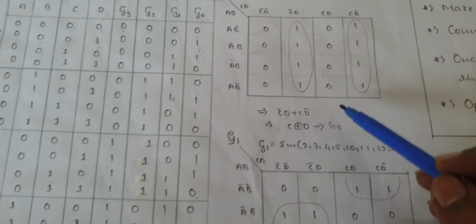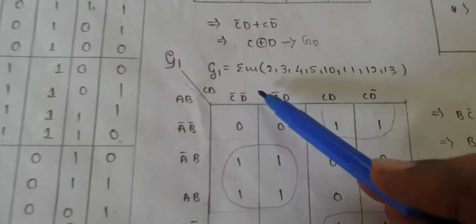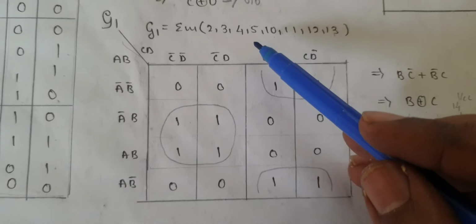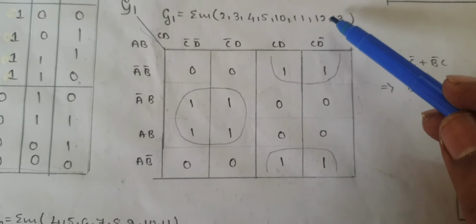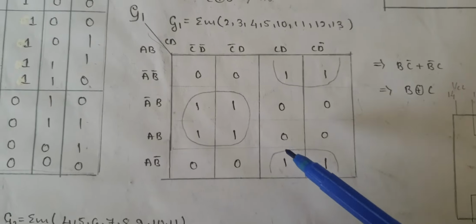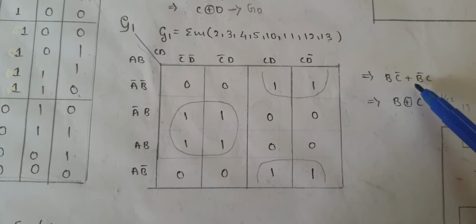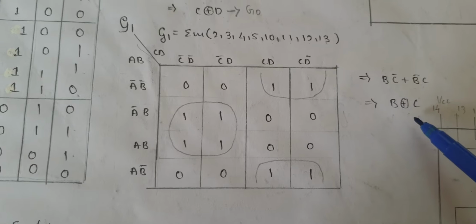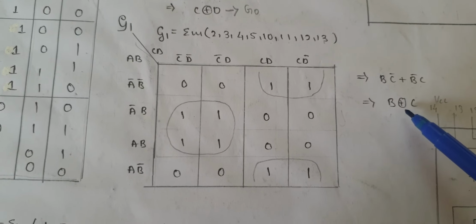Similarly, I will take G1. If I consider G1 here, I get the min terms 2, 3, 4, 5, 10, 11, 12, 13. If I plot the K-map for this, I get 2 quads, which results in B C bar plus B bar C, which is nothing but B XOR C. That is your G1.